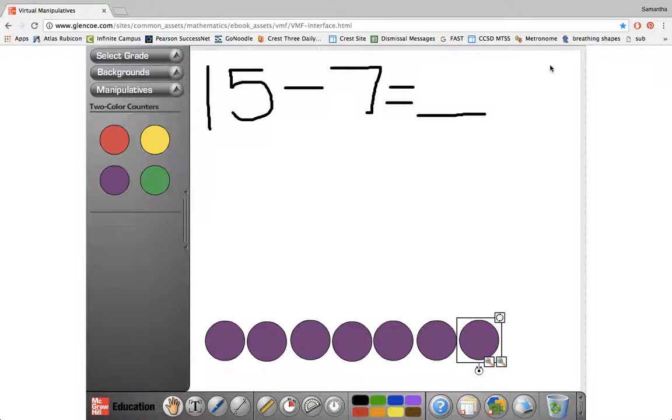I'm going to show you another way you can use the strategy of making 10 to help you when you're subtracting. Another way to think of it is how you can break apart the number you're subtracting to help you make 10 easily.